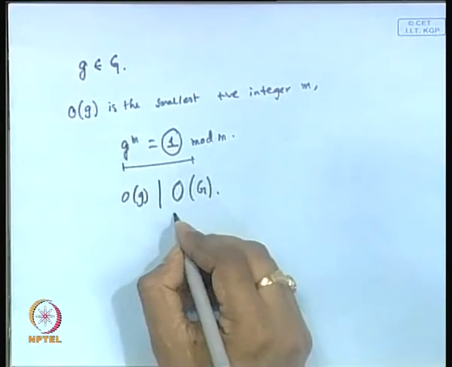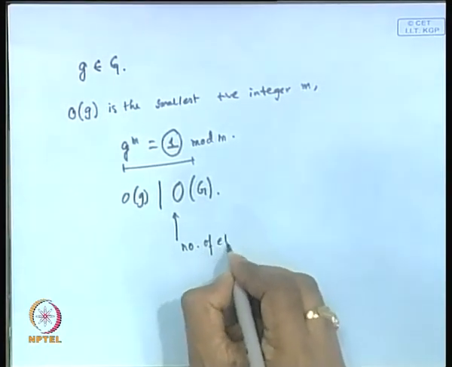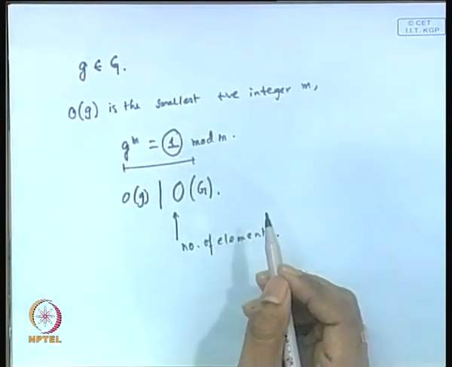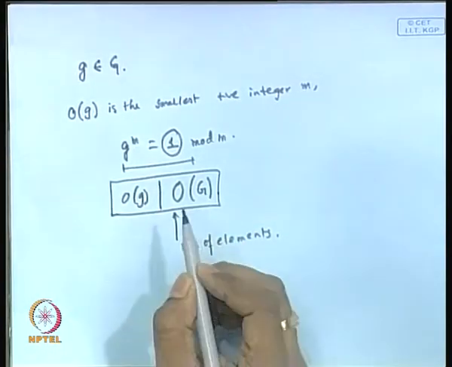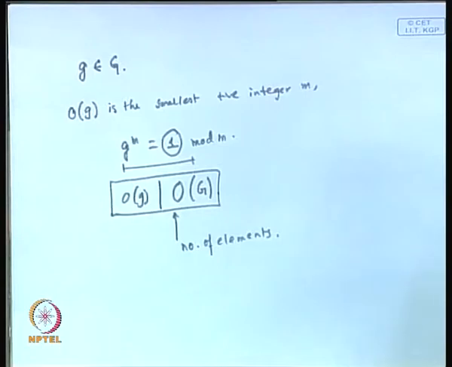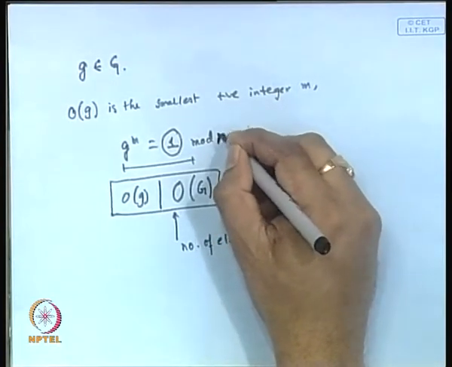This is the number of elements in G. I am not proving this; this is called Lagrange's theorem. We will just assume this, okay. Mod n.